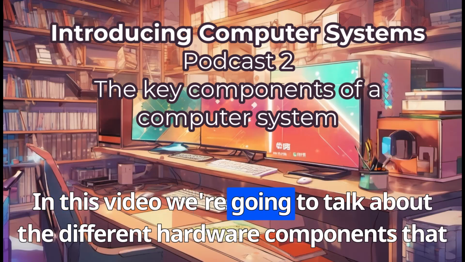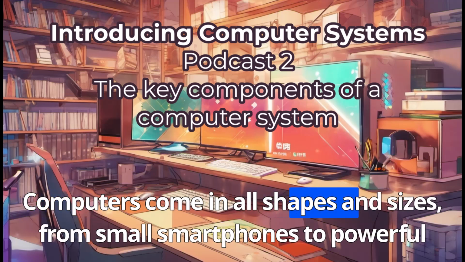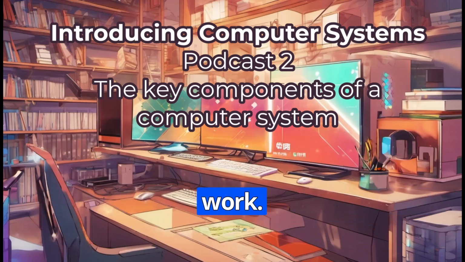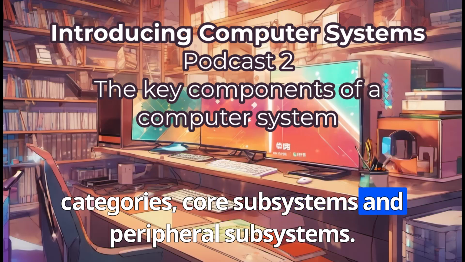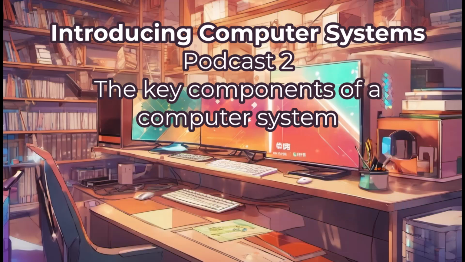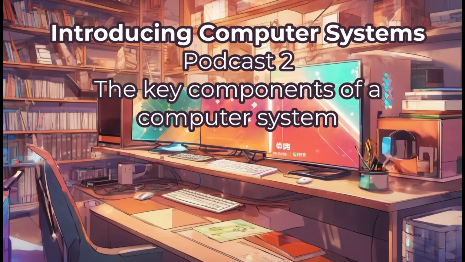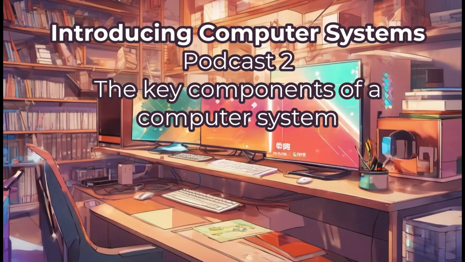In this video we're going to talk about the different hardware components that make up a computer system. Computers come in all shapes and sizes, from small smartphones to powerful desktop machines, but they all share some key components that make them work. The components of a computer system can be grouped into two main categories: core subsystems and peripheral subsystems. The core subsystems are the most essential parts of the computer. They handle the fundamental operations and include the processor and memory.